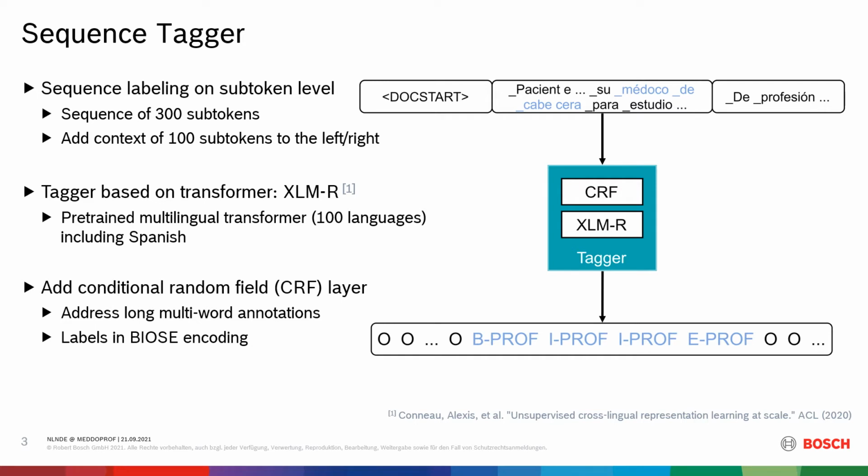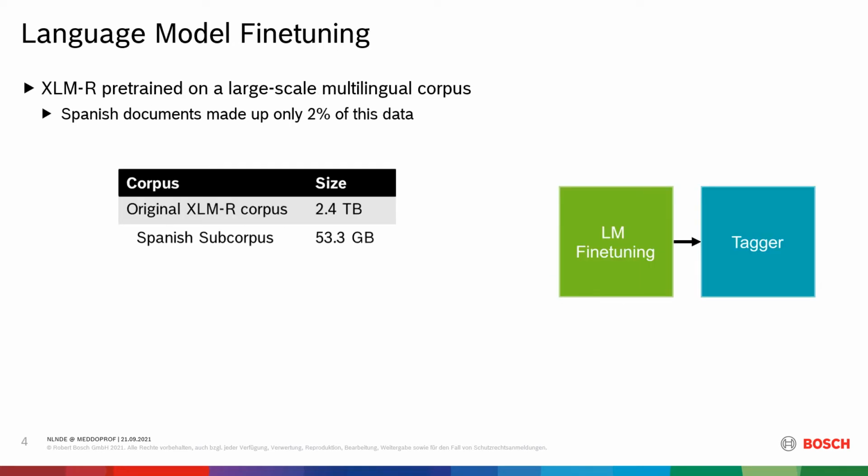XLM-R model itself. In particular, we have chosen this model as it was pre-trained on a giant corpus of multilingual text, and of course Spanish data is in there as well. In first experiments, we observed that this model outperforms the multilingual BERT by a large margin, and it is also better than monolingual models. However, we also see that the Spanish pre-training was only a small fraction of the overall training, even though the Spanish subcorpus is quite large with more than 50 GB. That's not even 2% of the whole thing.